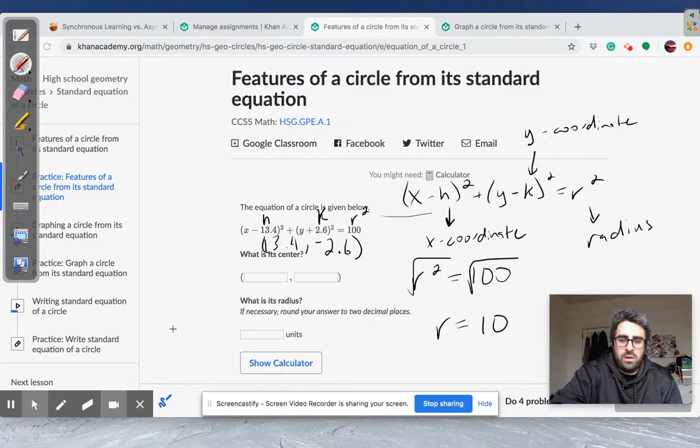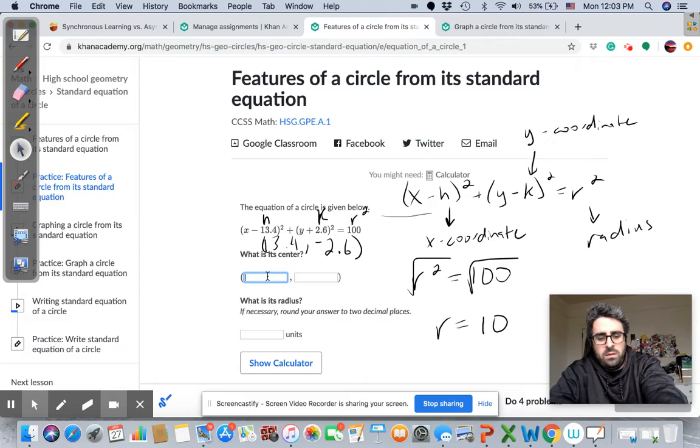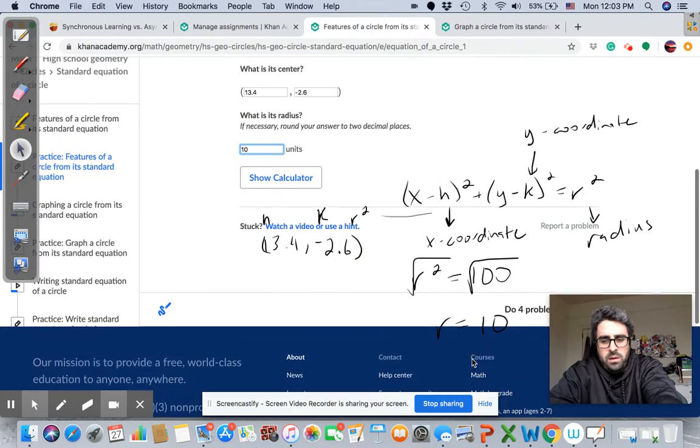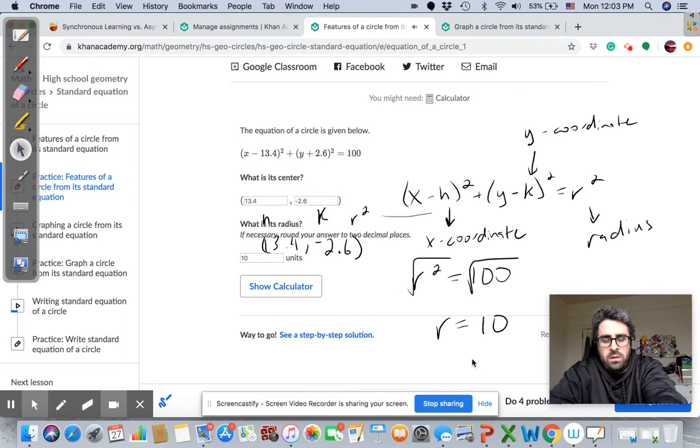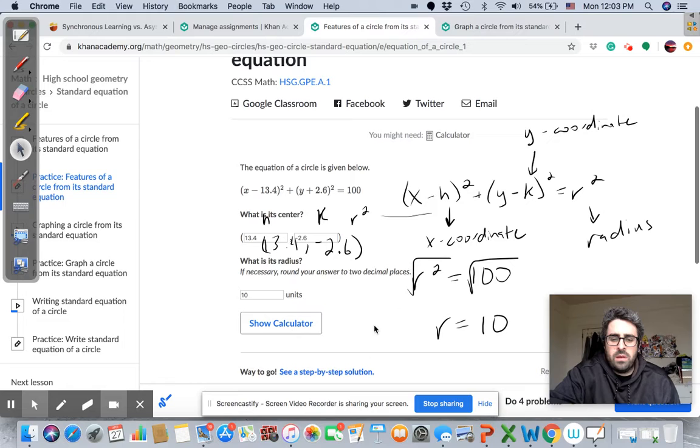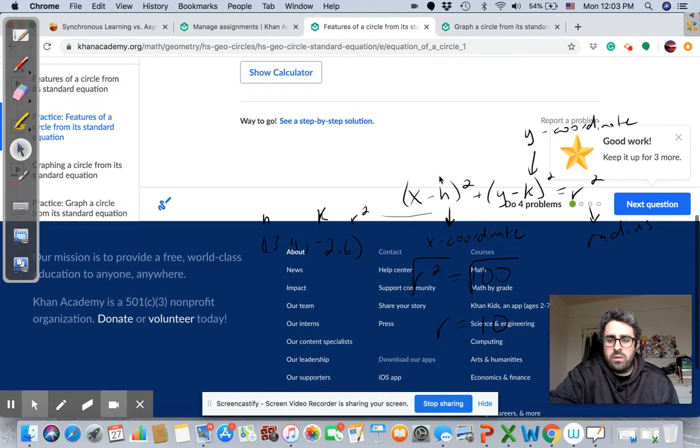So let's just check this very quickly, make sure. 13.4 and negative 2.6. And the radius we said was 10. And let's see if this is correct. It is. Good. Okay. I don't really see them giving any other types of questions.